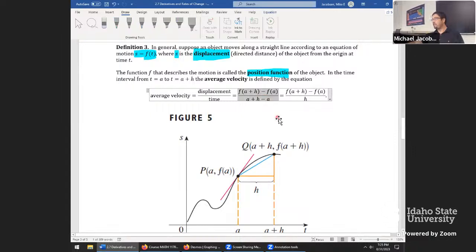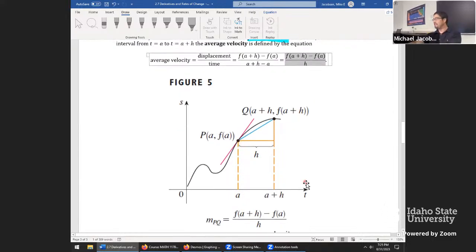Average velocity is that difference quotient. It becomes this altogether once we simplify the denominator. And it's this picture once again. t is time, s is displacement, directed distance from a starting point. And the average velocity is the slope of that blue line, the secant line there. It's not good enough. We want instantaneous velocity. And all that's missing is a limit right exactly here.